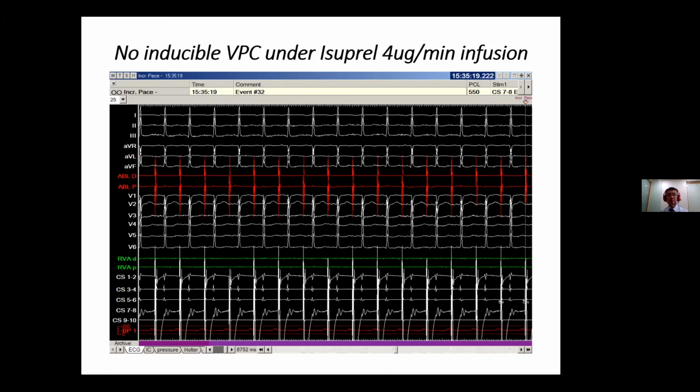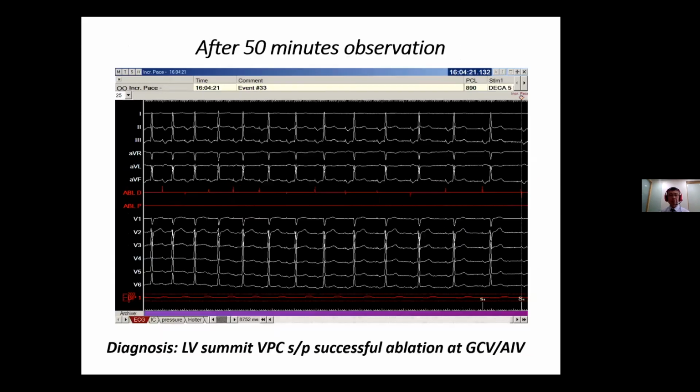And the patient received the ablation this July, and actually he received a Holter monitoring early this October, maybe 2 months later. And there is zero PVC on that Holter monitoring. So we are confident that this time we definitely eliminated this location. So our diagnosis is the LV summit PVC, post successful ablation within the GCV and AIV.